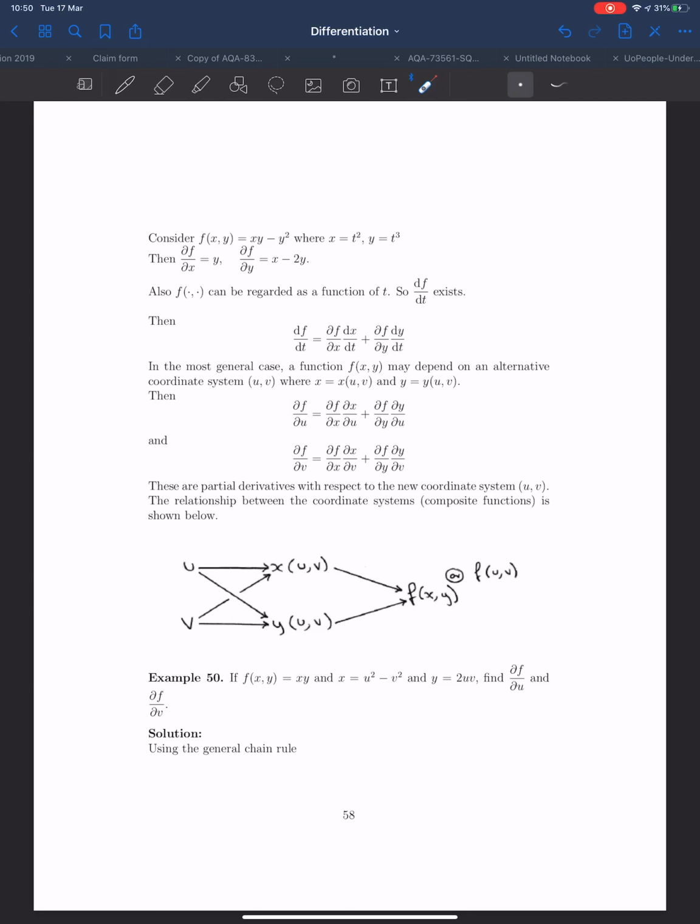Okay, but if we've got x and y in terms of t, we can have df dt is df dx, dx dt, plus df dy, dy dt. Which makes sense. They've got an x, so we could do that, but there's another example down here. It's slightly different.